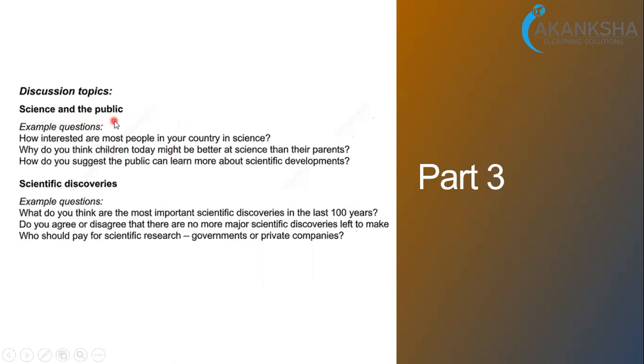So here you see the science and the public. So our section 2 question was about a science topic. So here the section 3 question is about science and the public. So how interested are most people in your country in science? So this is, again, the question here. All right. So you can answer this question. Well, say how interested are most people? So you can say least interested, or you can say most interested, but you will have to give reasons for everything. That's the main thing here. All right. So if you say least interested, so, well, yeah, so why do you think so? So that's important. Like that. Okay, so that's the main point.